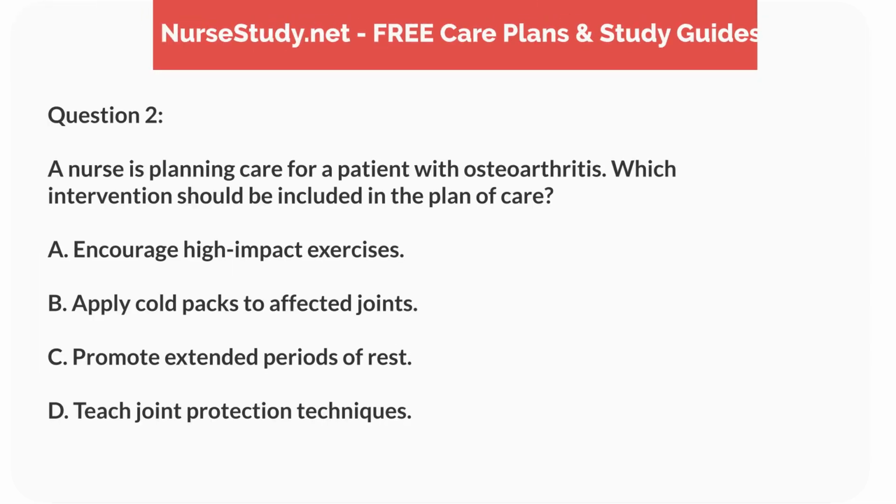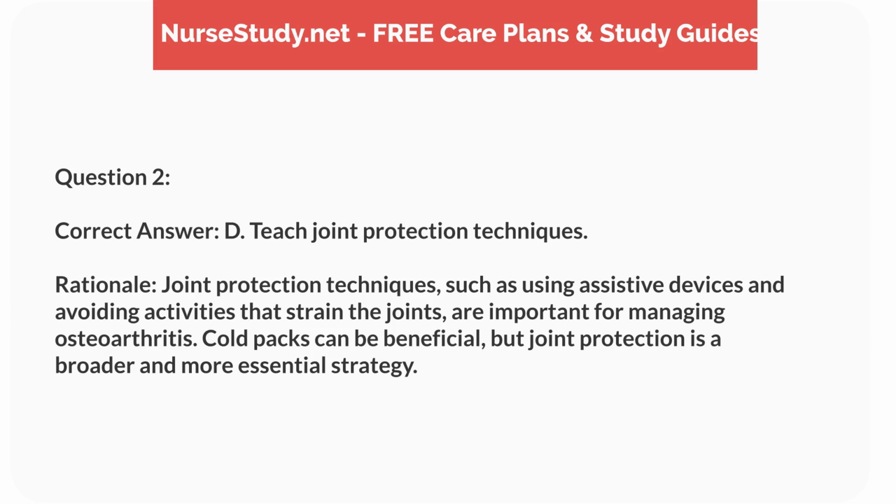Question 2. A nurse is planning care for a patient with osteoarthritis. Which intervention should be included in the plan of care? A. Encourage high-impact exercises. B. Apply cold packs to affected joints. C. Promote extended periods of rest. D. Teach joint protection techniques. Correct answer. D. Teach joint protection techniques.